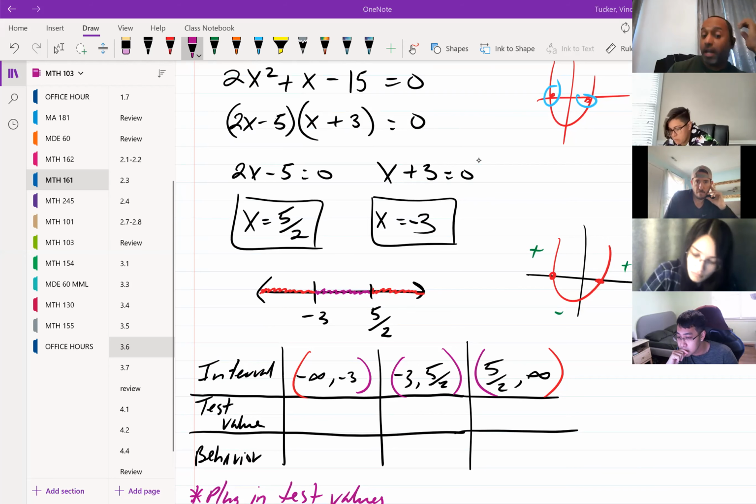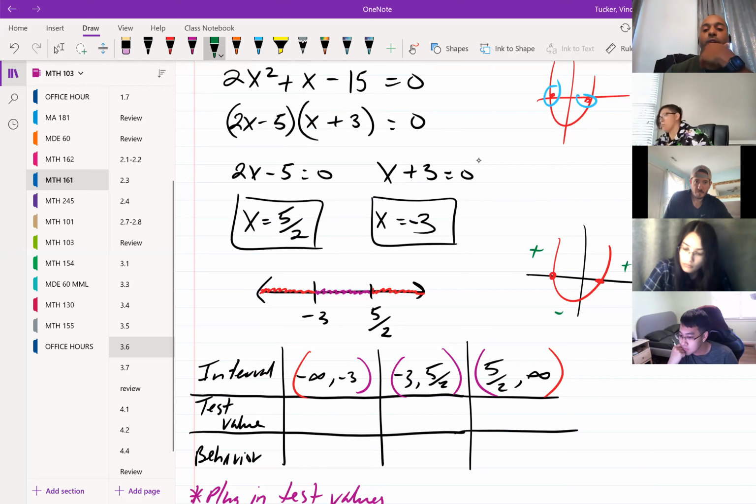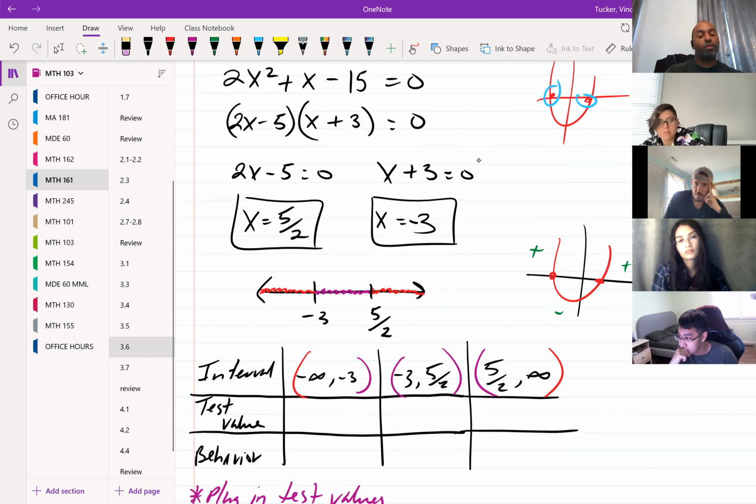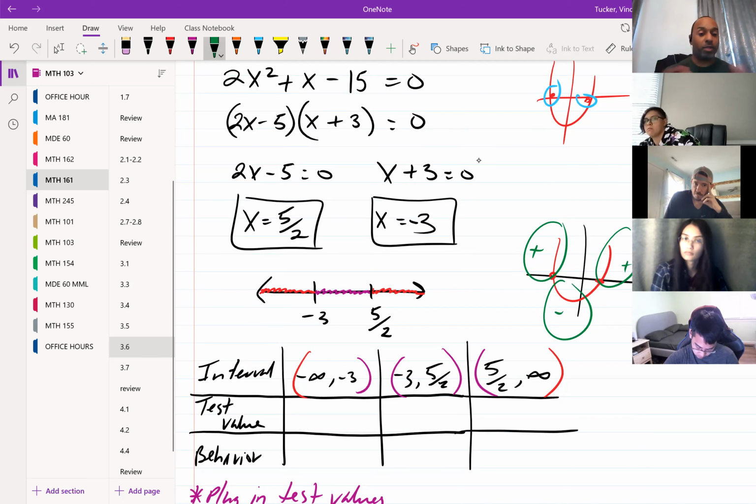All right. So now test values. You want to choose a number that's going to be in the intervals that you have presented before you. Now remember, everything responds the same way within those intervals. So it doesn't matter what you choose, as long as you choose a value within the interval, it will still either give you a positive result, like these two will, or it will give you a negative result. So it depends on whether it's concave up, concave down, or whatever.